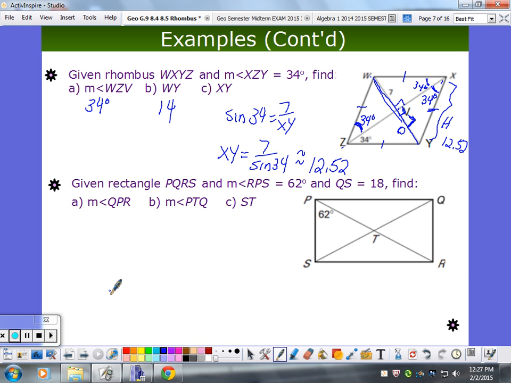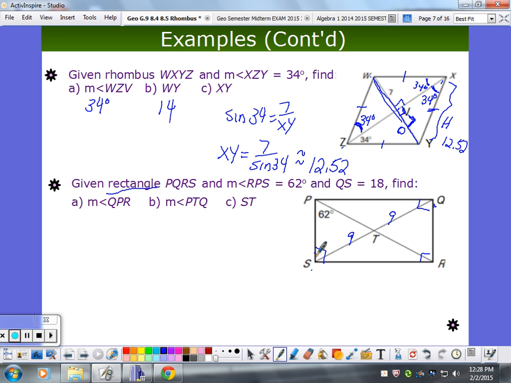Alrighty, last example on this page. You've got a rectangle, PQRS, so rectangle. What do I know about rectangles? All these angles are 90. What's the other thing I know? Yeah, Christian, what do I know about them? These diagonals will be congruent. So let's see. Angle RPS is 62. QS is 18. And you know what I think I'll do? I'll split them off. Because I think that's easier to see.